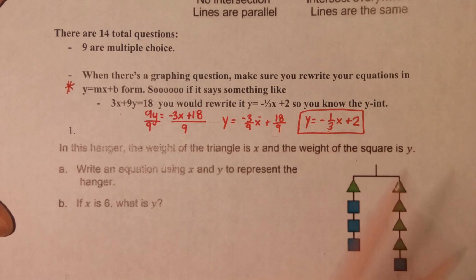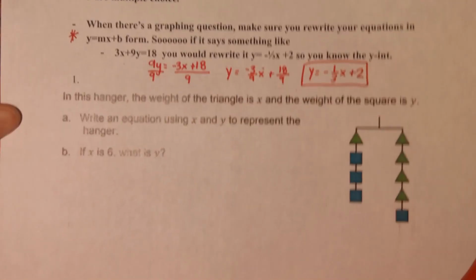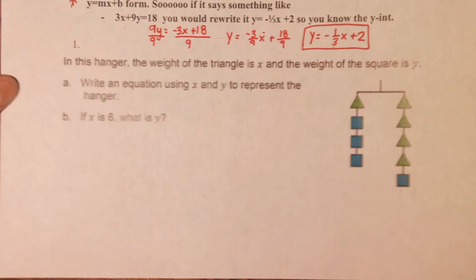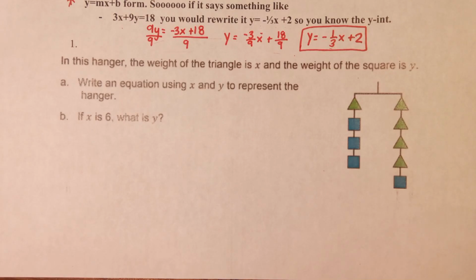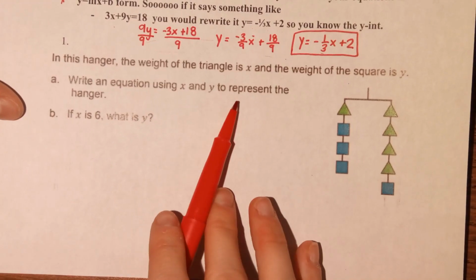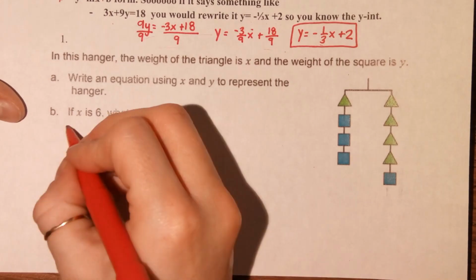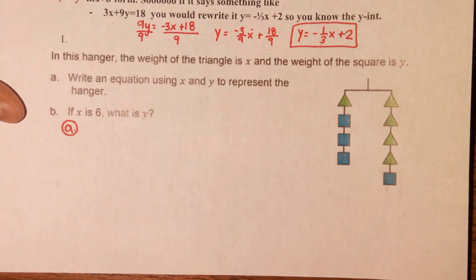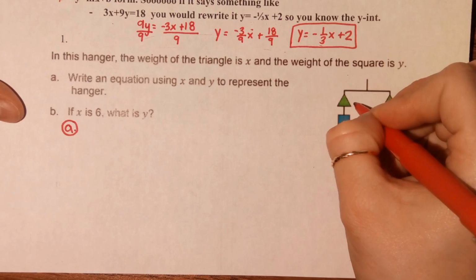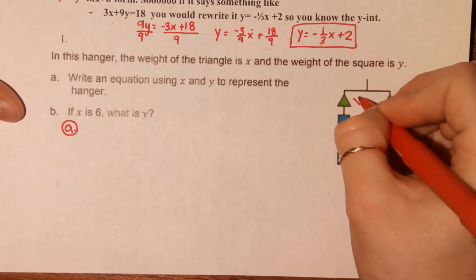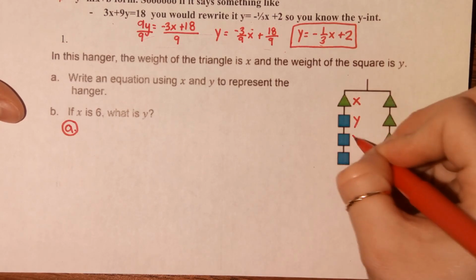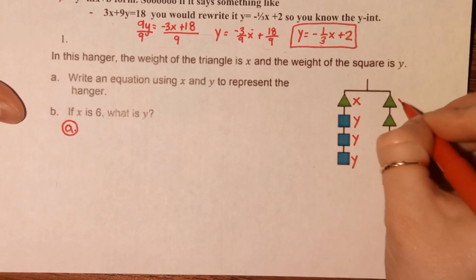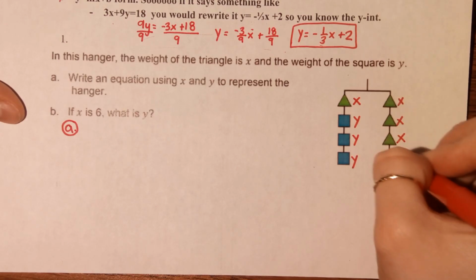All right, question 1. There are going to be a couple hanger questions on this test, maybe 1 or 2, and you need to know what you're looking at. So from the first couple lessons that we did, you need to write an equation using x and y to represent the hanger. So let's start with A. So we have our triangles and we have our squares. I'm going to make our triangles x and our squares are going to be y. So x, x, x, x, and y.